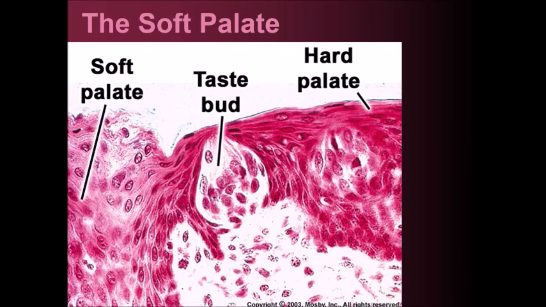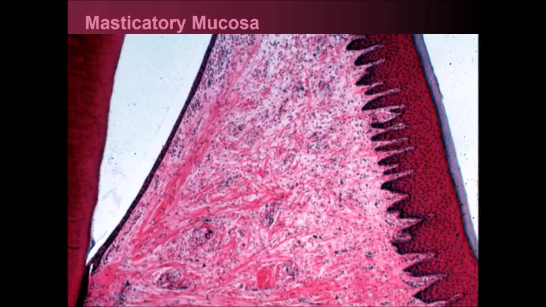Between the hard palate and the soft palate, you can see the difference between the keratinized epithelium and the non-keratinized epithelium, which is the soft palate. Here I can see the gingiva. This is the oral epithelium, the gingiva, keratinized epithelium. You can see the ridge is finger-like. Then I have the lamina propria, and in the gingiva there is no submucosa.